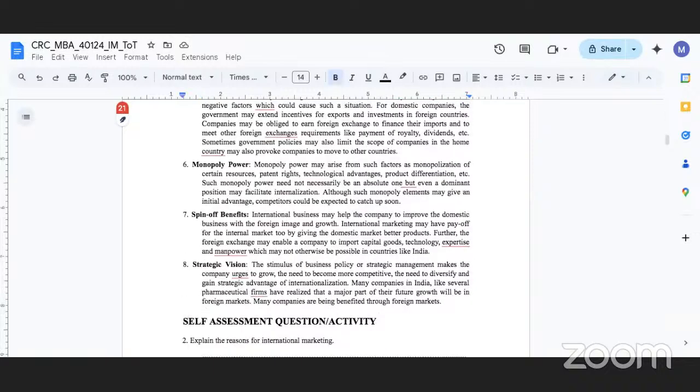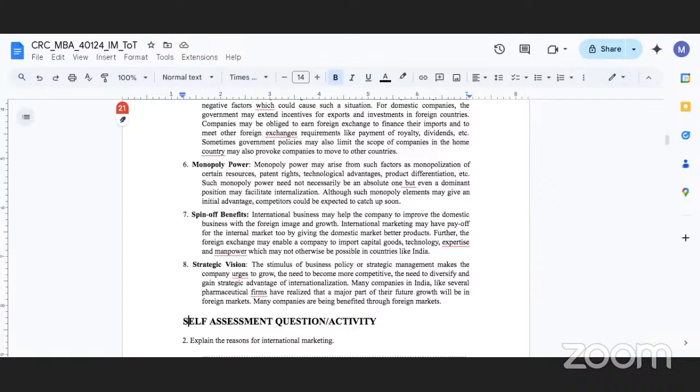The spin off benefits. And what is the spin off benefits? Here we are talking in terms of the foreign image and growth. You have been in an international market, but the minute you say I have a presence in some X country, automatically there's a spin off benefit available not just locally but outside as well.